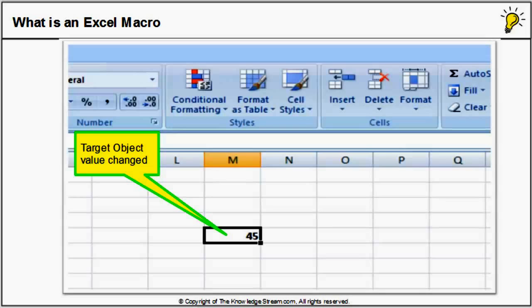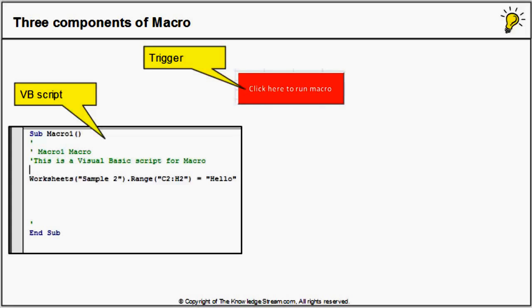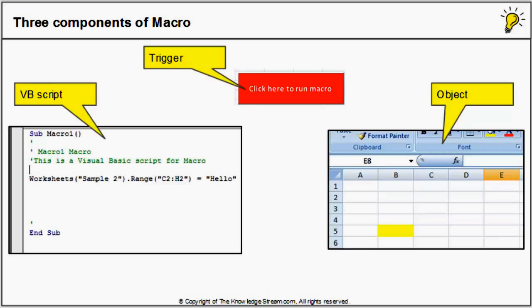So the 3 components of a macro are the Visual Basic script, which tells the computer what is to be done, the trigger to run the script, and the target object where the action happens. Usually the object is the cell or the group of cells. Now let us try to understand what is an object with an example.